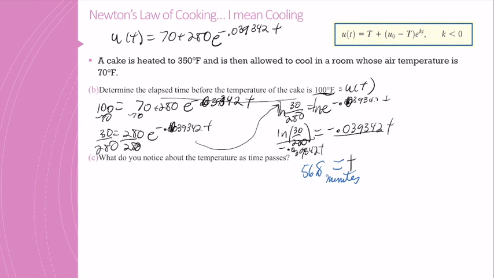Let's think about this: what do we notice about the temperature as time passes? As t increases, our temperature decreases, which if you think about cooking or waiting for your food to cool so you don't burn your tongue, is a concept that should make sense to us.